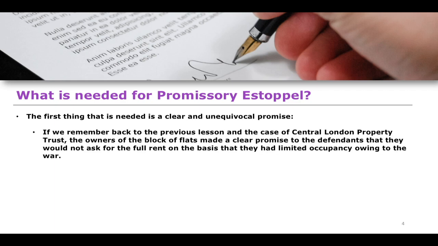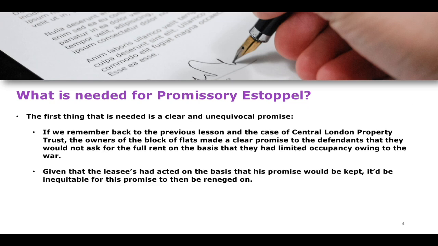If we remember back to the previous lesson, to the case of Central London Property Trust versus High Trees House Limited, the owners of the block of flats made a very clear promise to the defendants. The clear promise was, we will not ask for the full rent of £2,500 a year, because there had been a limited occupancy owing to the Second World War.